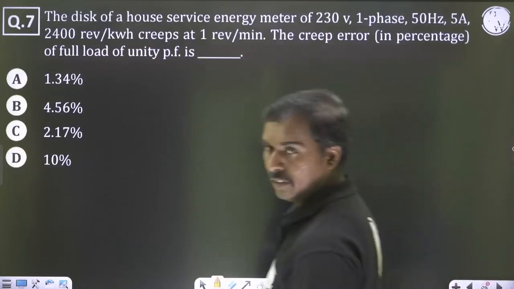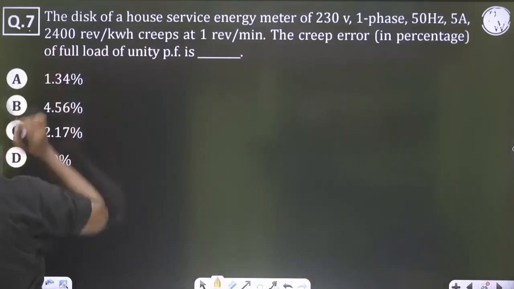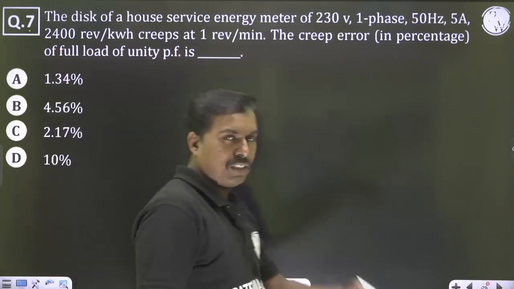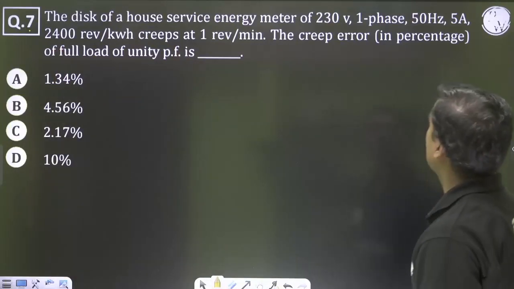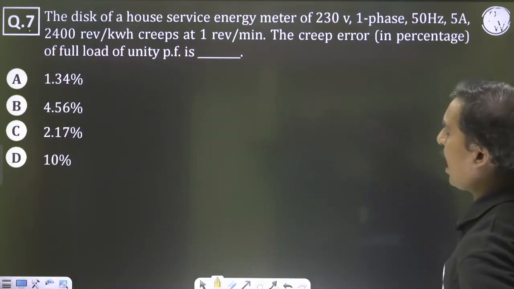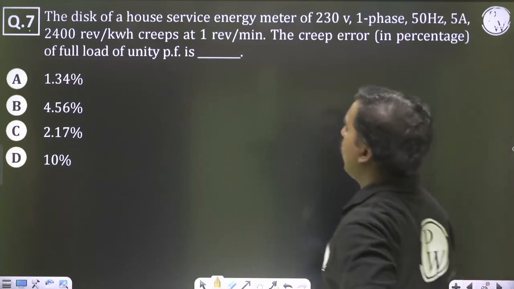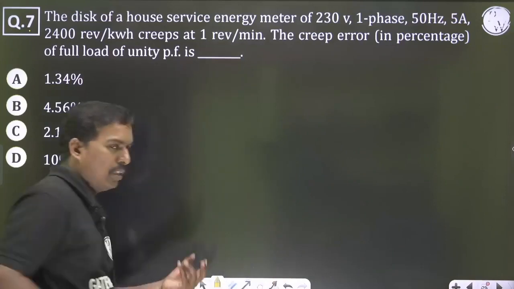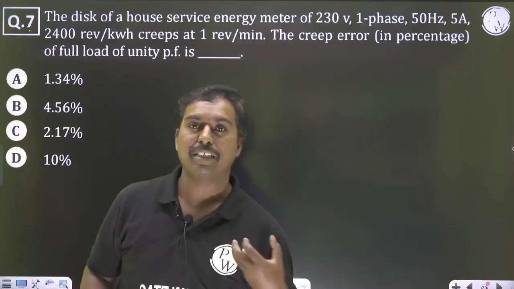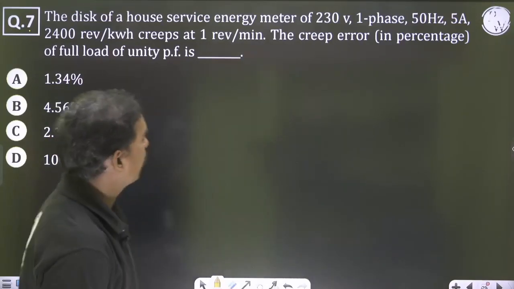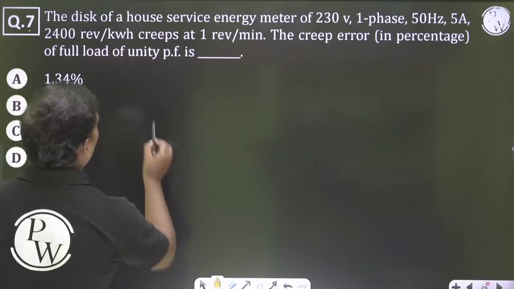Let us see this question. Last question. The disc of a house service energy meter of 230 volts, single phase 50 Hz, 5 amperes, 2400 revolutions per kilowatt hour, creeps at 1 revolution per minute. Creeping is a slow movement of the disc even when the current is not flowing. First, let me write the data.